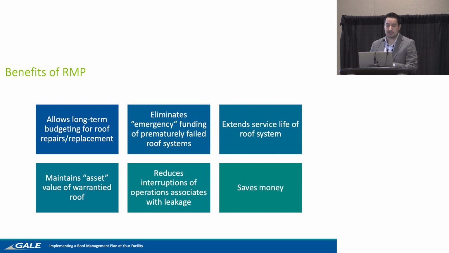I won't say it eliminates, it manages the emergency cost, right? So you're always gonna have emergencies, but suddenly that emergency is not gonna blow your budget. So you can even everything out. It extends the service life of the roof system. It maintains the assets, the original $36 million, so you're not pushing that down. It reduces interruptions that occur within the leaks, and ultimately it saves money.